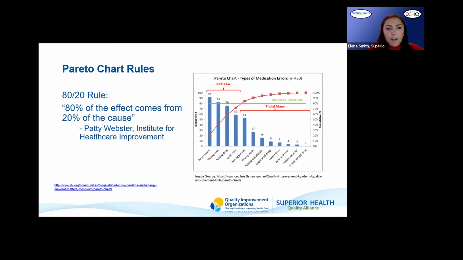So here's an example of a Pareto chart, and there's just one rule with the Pareto chart, and that's that 80% of the effect comes from 20% of the causes. We see here that we have the vital few and the trivial many. So 80% of the most important things are found in these 4 items, whereas the rest of these items account for 20% of your total population. This will tell you that you want to focus on doses missed, wrong time, wrong drug, and overdose in your education about medication errors. So that's the use of a Pareto chart.